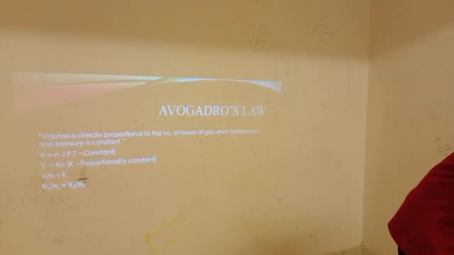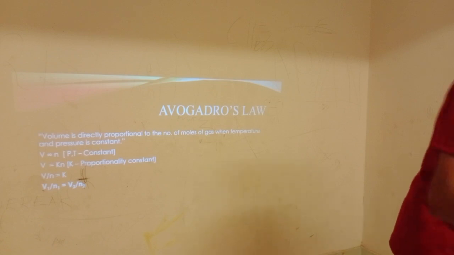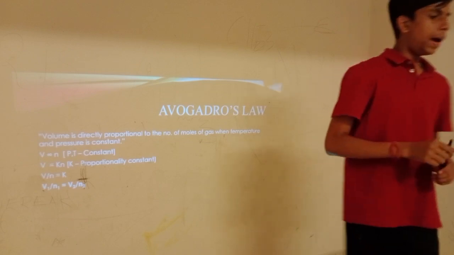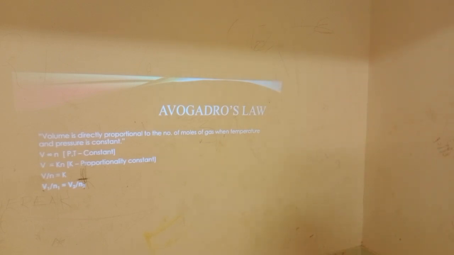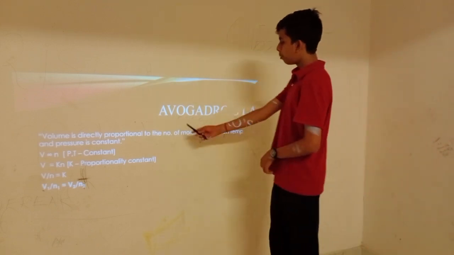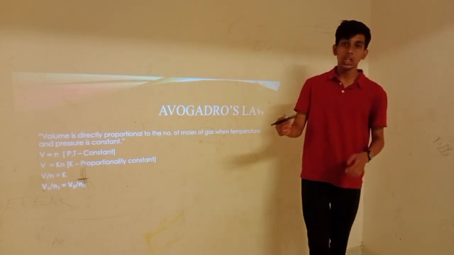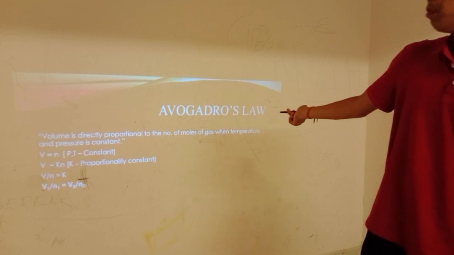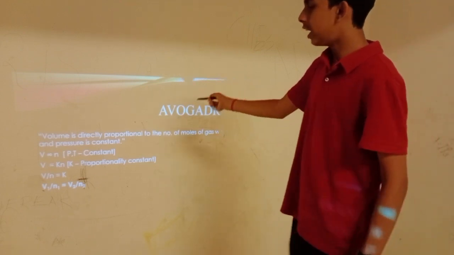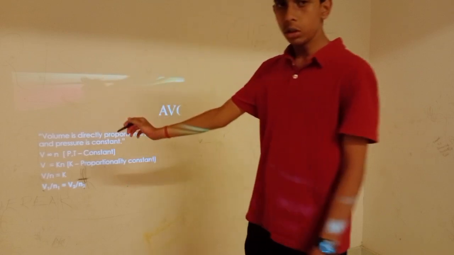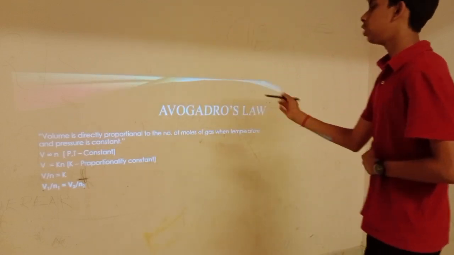Okay, now we're going to touch upon Avogadro's law. Basically, the verbatim of Avogadro's law is that volume is directly proportional to the number of moles of gas when temperature and pressure are constant. What I mean by number of moles is the number of molecules present when we are using this equation. From the law, we can derive that volume is directly proportional to the number of moles, while pressure and temperature are constant.